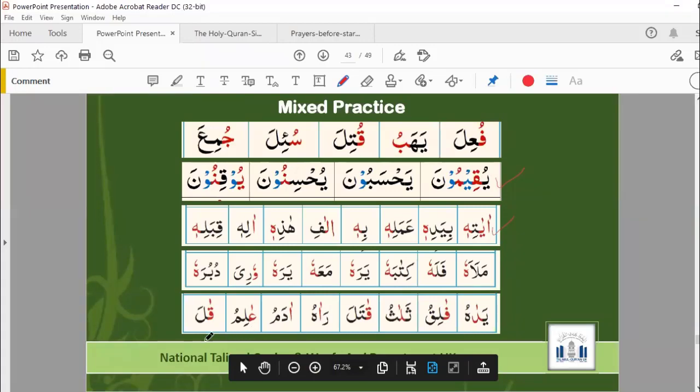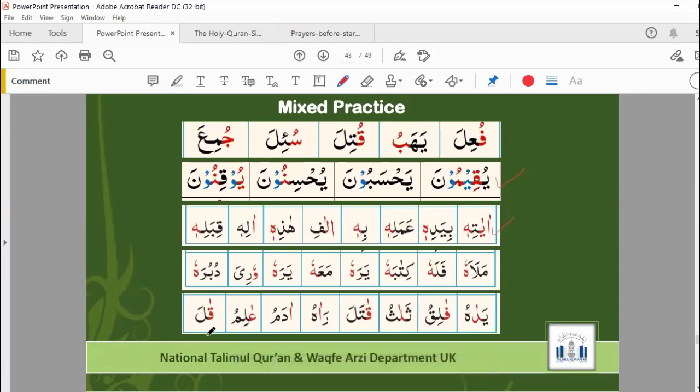Alimu ala. MashaAllah, well done. I have seen you taking care of thick letters. Very consciously, you are trying to recite thick letters wherever there was a thick letter. Brilliant. Thank you very much.